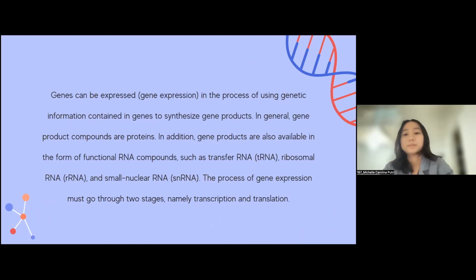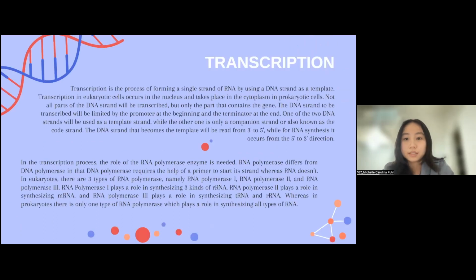Next. Transcription is the process of forming a single strand of RNA by using a DNA strand as a template. Transcription in eukaryotic cells occurs in the nucleus and takes place in the cytoplasm in prokaryotic cells. Not all parts of the DNA strands will be transcribed, but only the part that contains the gene.